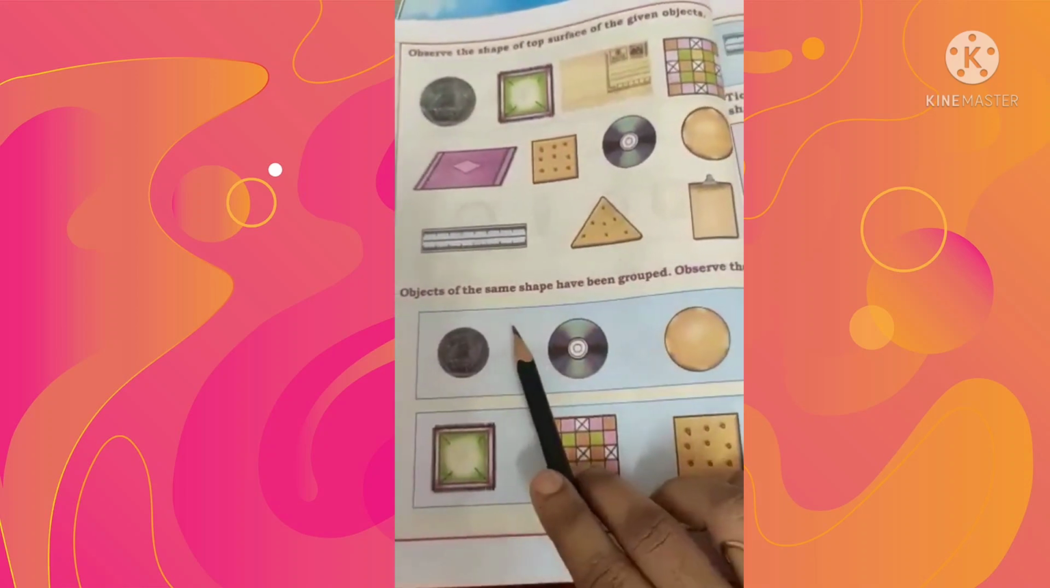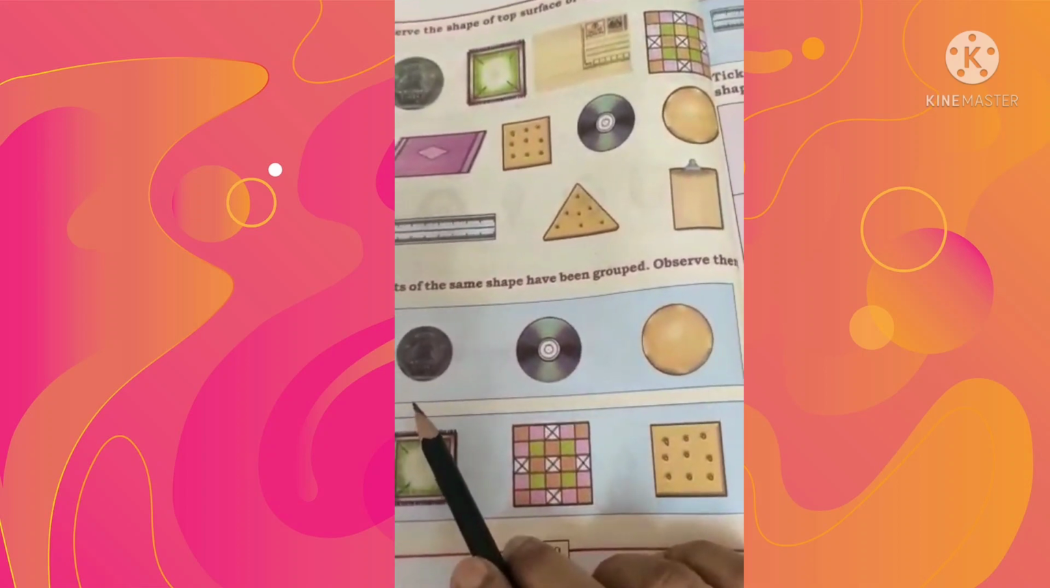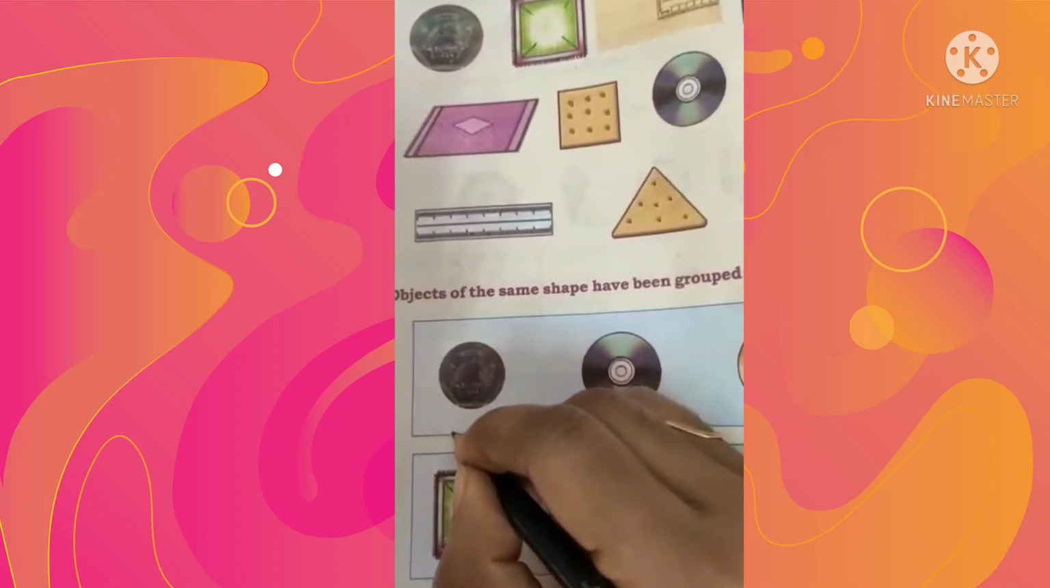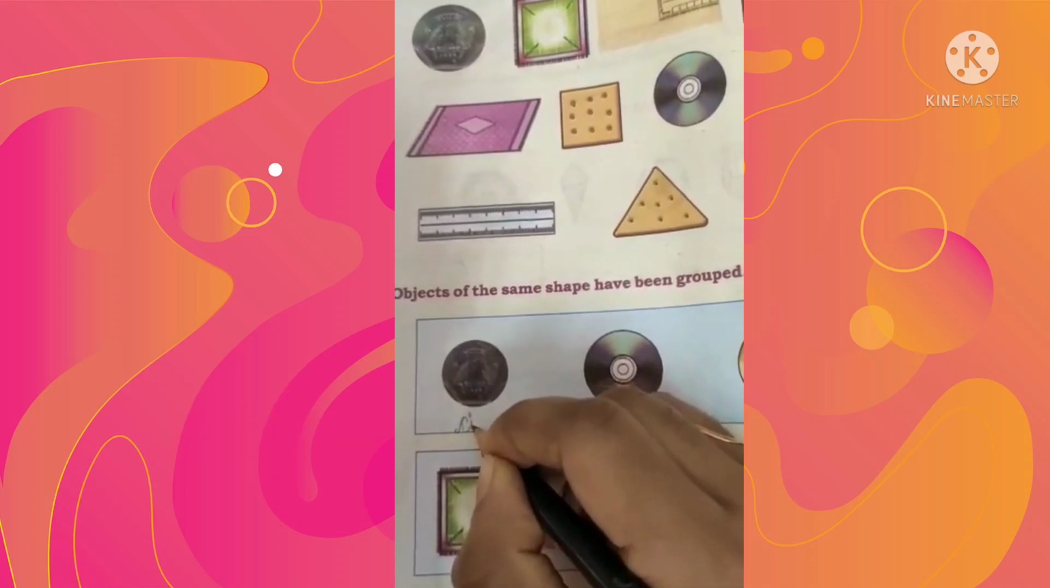Now, objects of the same shape have been grouped. Observe them. Now, again here they were grouped. Look at their coin, CD and biscuit. These all, now you know, are examples for circle. So, once again write there: circle.